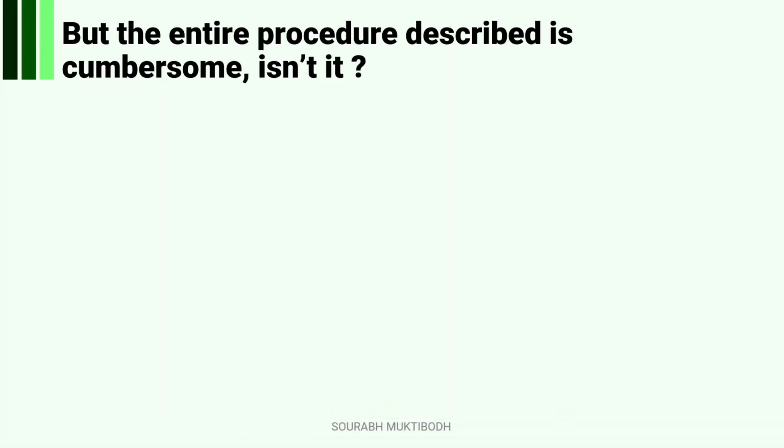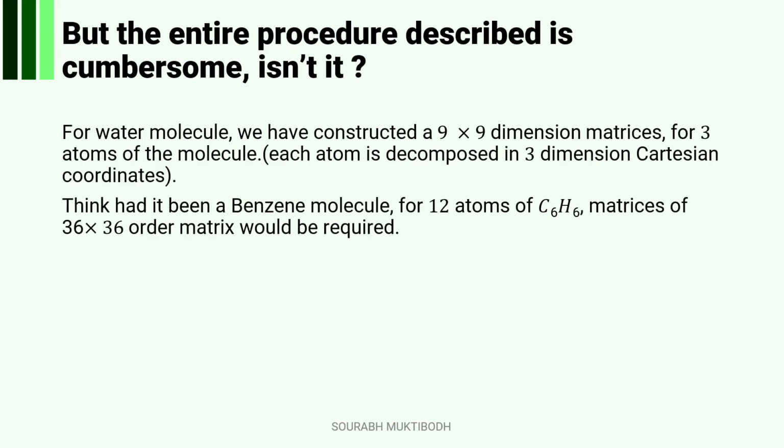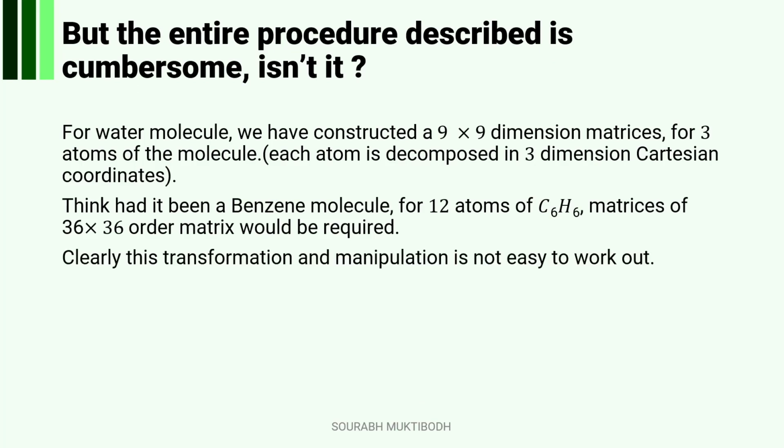We have seen that the entire procedure described earlier is to construct a matrix. In the case of the water molecule, you had a 9 by 9 matrix. Had it been a benzene molecule, you would have a 36 by 36 order matrix. And clearly, for such a huge number of elements and operations, the huge number of matrices will be of no use. The transformation and manipulation of these matrices will be cumbersome and complicated, isn't it? So there must be some alternative methods.